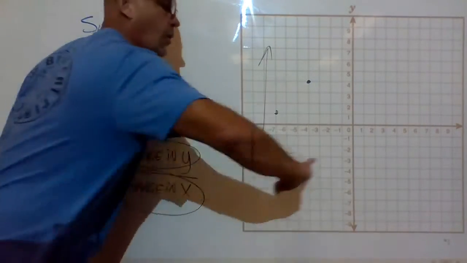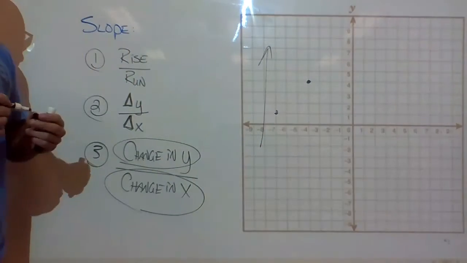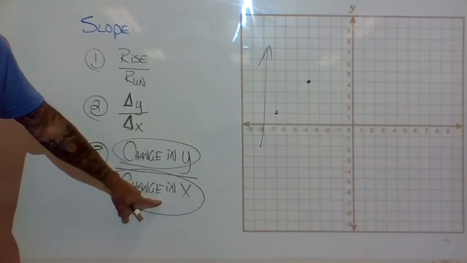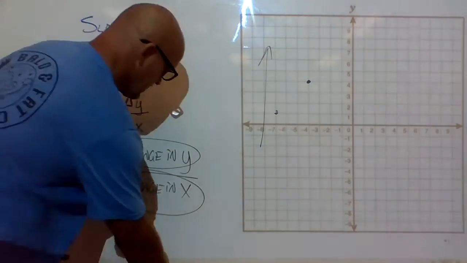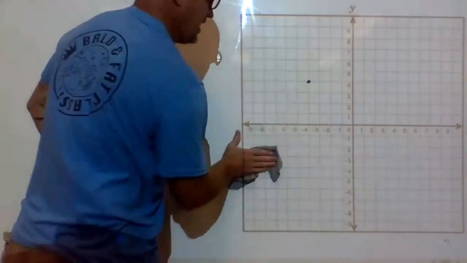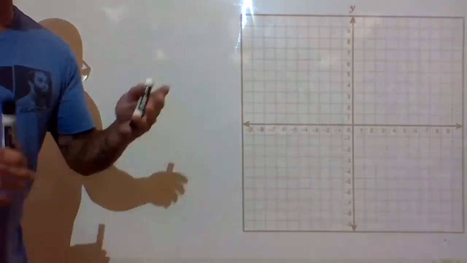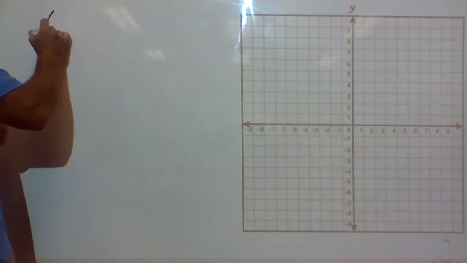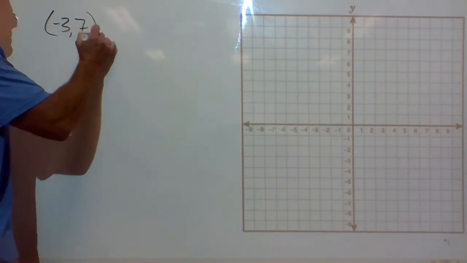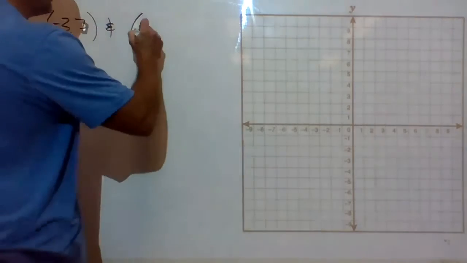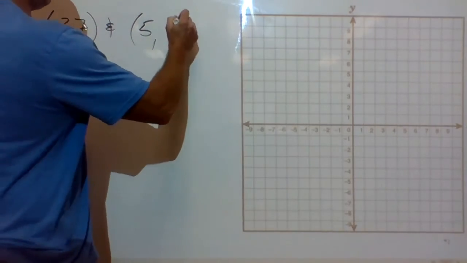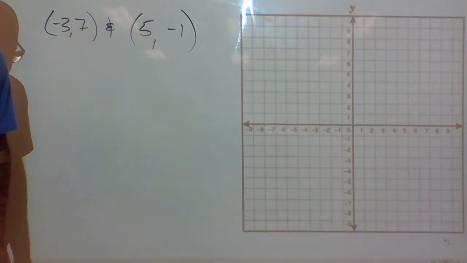The run, or the horizontal movement, is how much it moves left to right, or how much your change in x is. Hopefully that makes sense. So what we're going to do is find slope of several things. Way one, how are you going to find the slope when you're given 2 points? I'm just going to randomly pick some points. Let's take -3, 7, and let's take 5, and we'll go, I don't know, -1. What's my slope here?